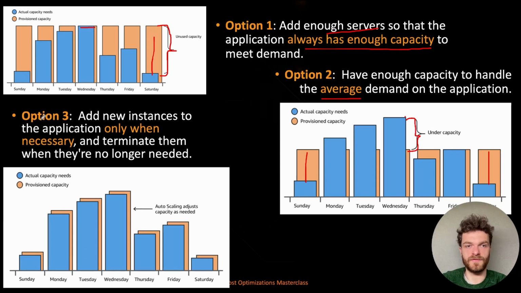And then option three, you can also add new instances to the application only when necessary and terminate them when they are no longer needed. So this is auto scaling. And you can see that it adjusts the capacity just as needed here. So you're never gonna be under capacity and you are not gonna pay here for unused capacity.